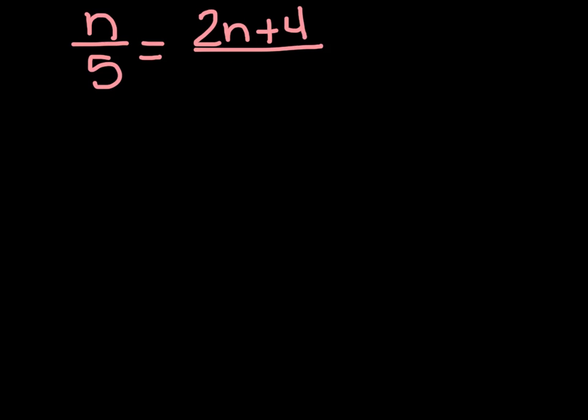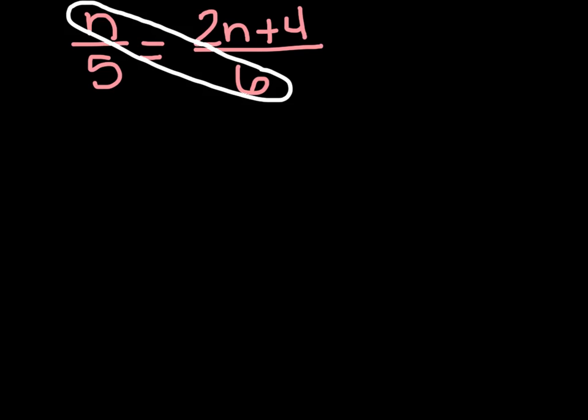To wrap up section 2.7, I'm going to do 2 more examples. The first one is n is to 5 as 2n plus 4 is to 6. And I'm just going to solve this using cross products.